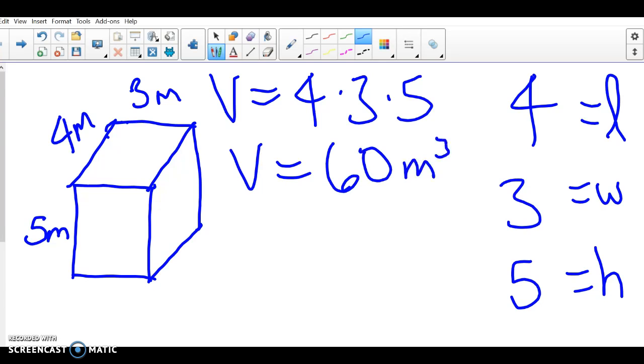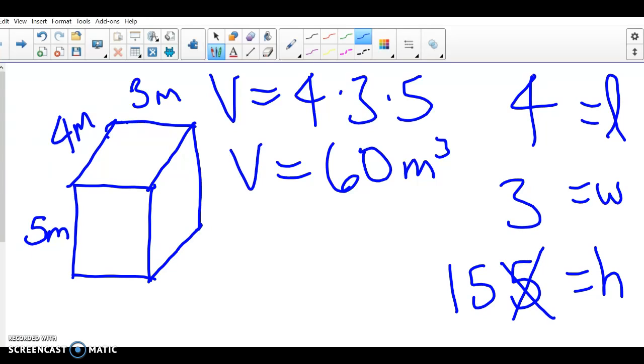All right. So what we're going to do is we're going to take one of those dimensions, and this time we're going to triple it. So let's cross through our 5, and we're going to replace that 5 with its tripled value. So 5 times 3 is 15. So remember, when you triple a number, you're just multiplying it by 3.